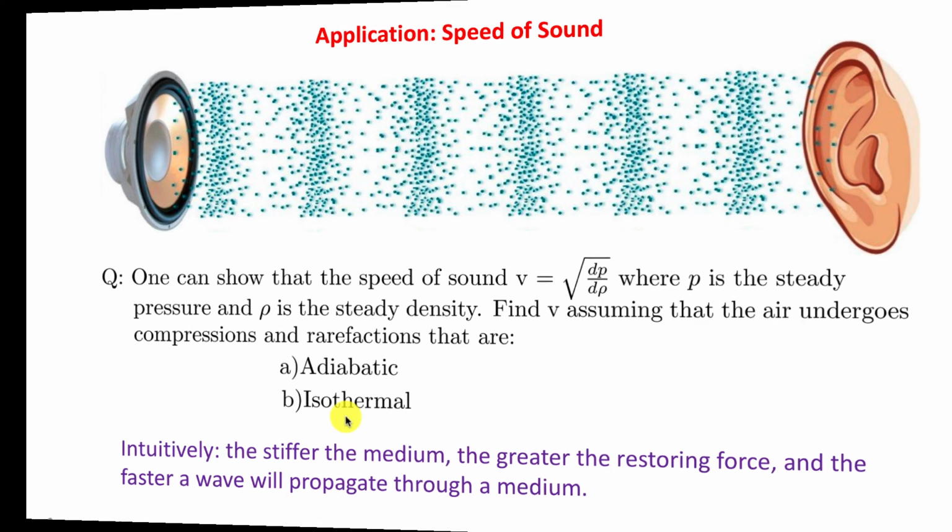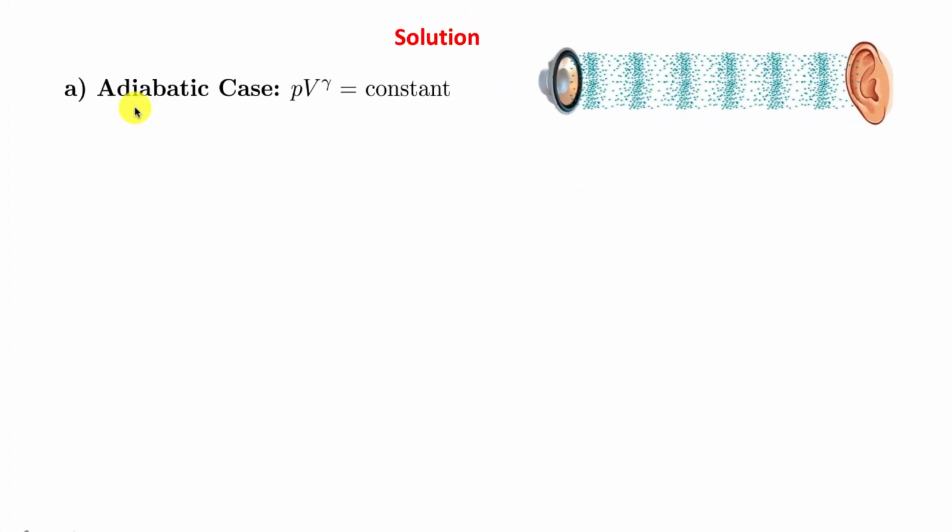Let's work out both cases. Let's take the adiabatic case first. So pressure times volume to the power gamma, and this gamma is Cp divided by Cv, the ratio of the specific heats of air. This is a constant.